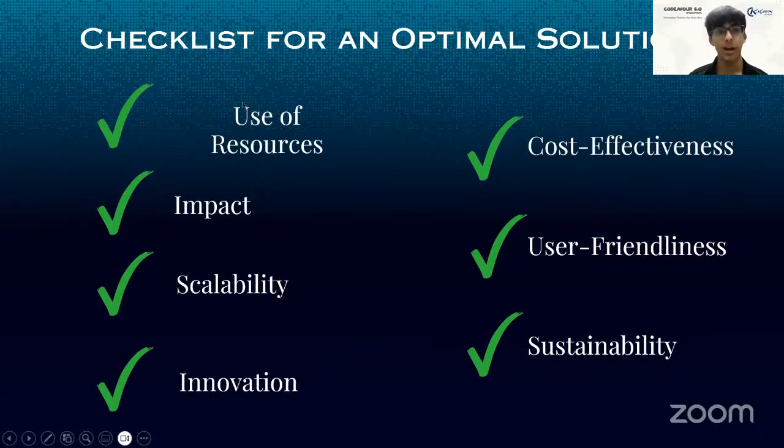Okay, so now we're going to talk about the checklist for an optimal solution. You can think of this as kind of a summary for this entire webinar. And you may notice that a lot of these points may overlap with the problems checklist that we introduced in the last webinar. I think the reason for this is because they're heavily interlinked, but the way you interpret each point in the checklist is different for a solution and for a problem.